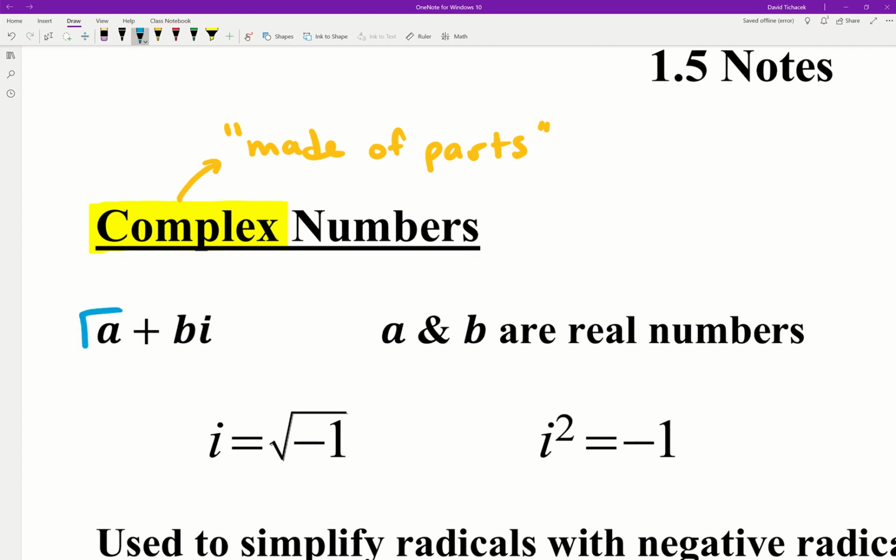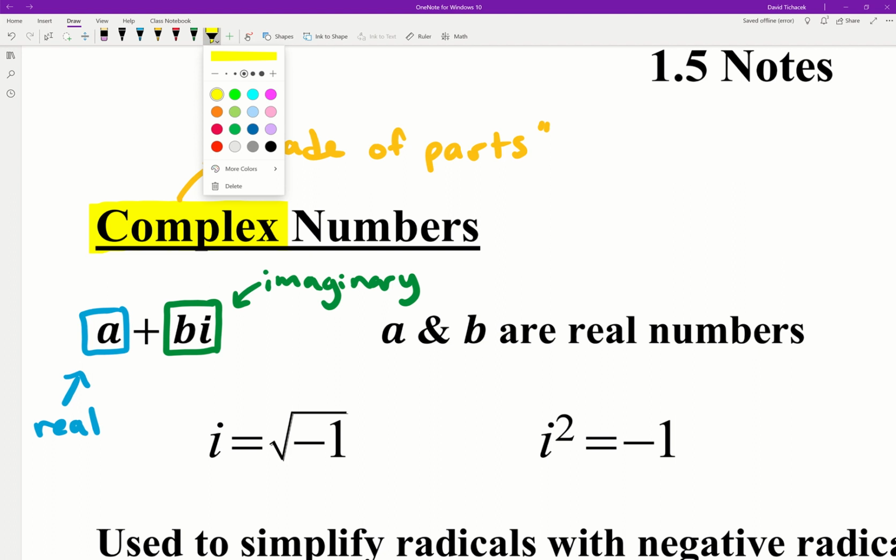So we have the first part, which is right here, the A. We call that the real part of the complex number. And then we have this other part right here. We call this the imaginary part. Okay, so that's why we call these complex numbers, because they're made of these two parts. And of course, we have that classic imaginary unit. We have the number i here, and i's definition is that i is the square root of -1, or in other words, it's the only number out there that if you square it, you end up with -1, okay?